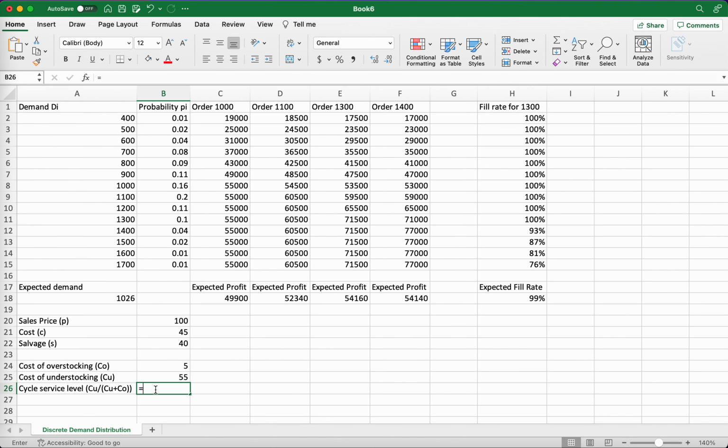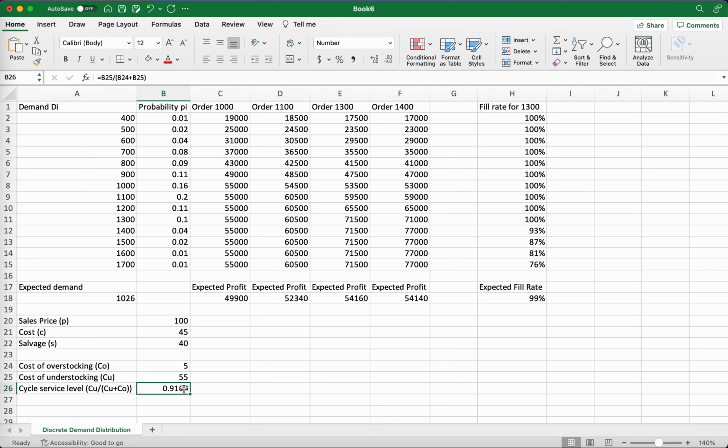So I can calculate that. That will be CU divided by CU plus CO, right? Which is 91.6667. Let me bring that down to 2 decimal places. Actually, let's make it 4.